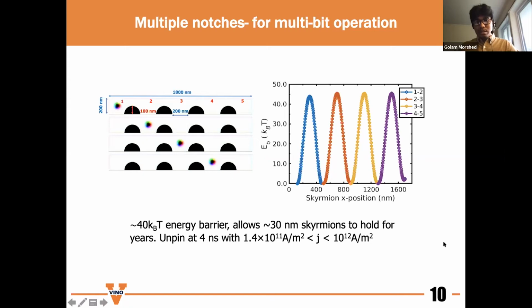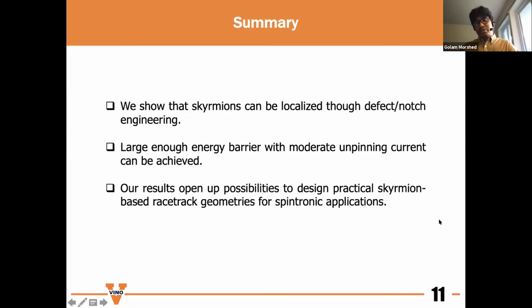So this brings me to the summary for my talk today. We basically showed that the skyrmion can be localized through this engineering of the racetrack by defect or notch, and we can get a lifetime that can hold the skyrmion for long enough time. And also the unpinning currents are moderate for this case. So we believe our results can be useful to design practical skyrmion based racetrack geometries for spintronic application.